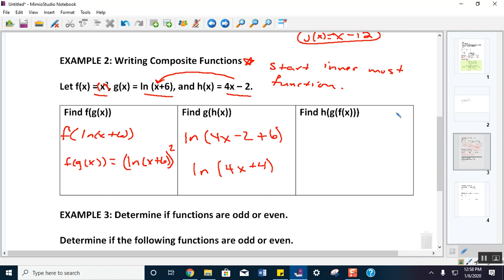Wouldn't it be negative 2 plus 6, wouldn't it be 5x? No, because anywhere there's an x right here, I'm just simply replacing it with this whole function, 4x minus 2. So I basically took this x and replaced it with what? 4x minus 2.